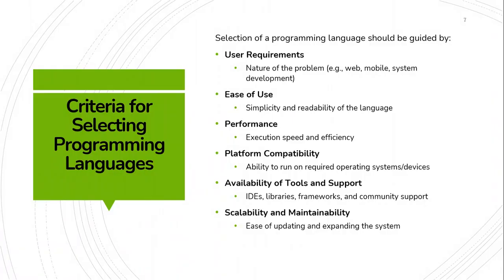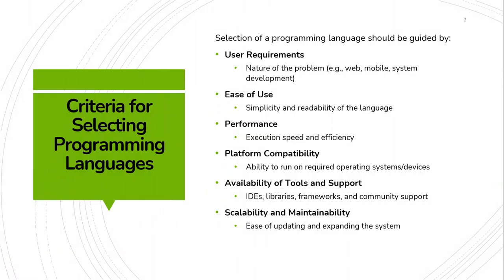The selection of a programming language should be guided by user requirements. You're not just going to pick a language because you like it or you are familiar with it. We have certain considerations before you select a programming language, and these are what we call the criteria for selecting a programming language. Number one is user requirement, the nature of the problem. For example, are you going to develop web, mobile, or system software? It will guide you on which language to use.